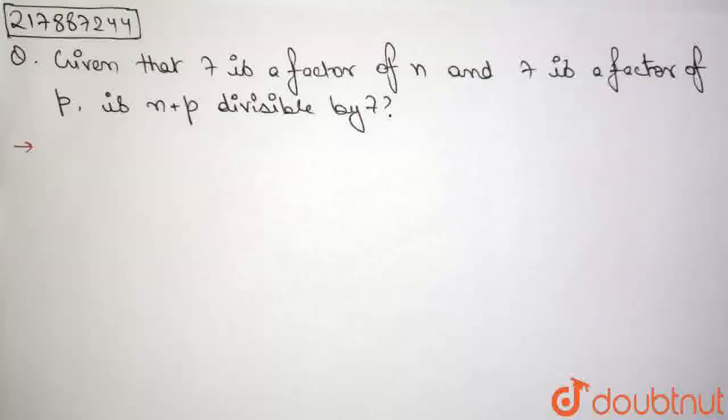Hello friends, welcome. The question states, given that 7 is a factor of n and 7 is a factor of p, is n plus p divisible by 7? That means this is a question about divisibilities.